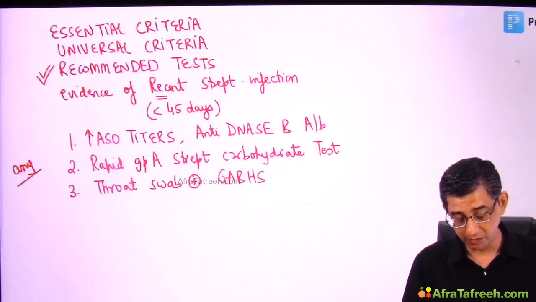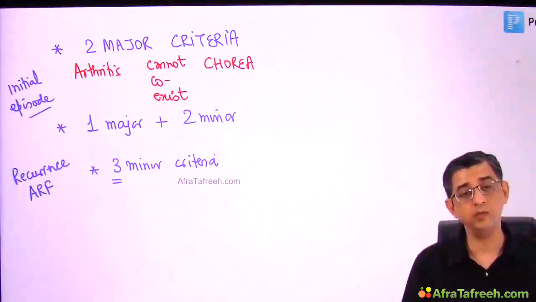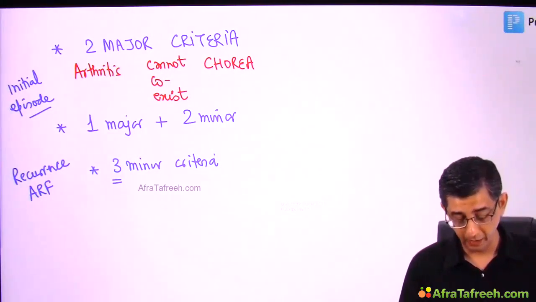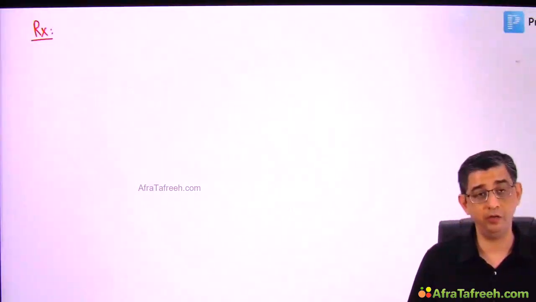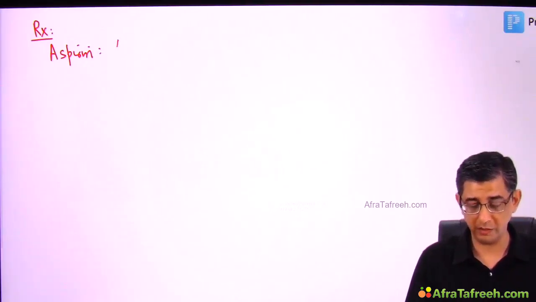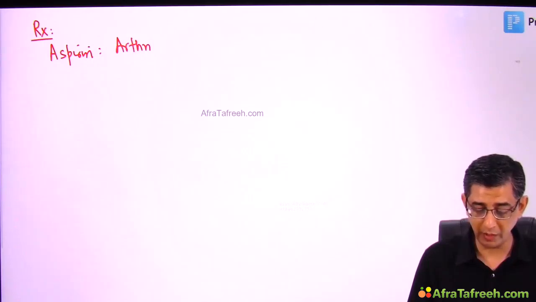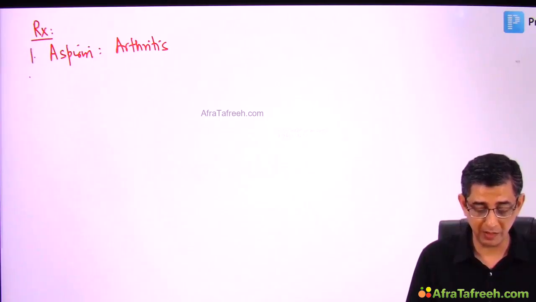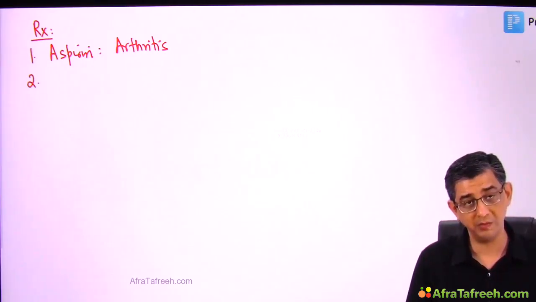I want to remind you once again that if he talks about recurrence, it can also be three minor criteria, though the above two are also valid. Now suppose a person is having arthritis component, so I will be using aspirin. I can use naproxen also, and if in case arthritis is not responding to any of the traditional drugs I mentioned, that is aspirin or naproxen, we can definitely use steroids as well.